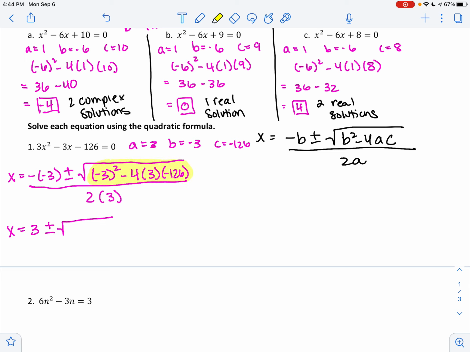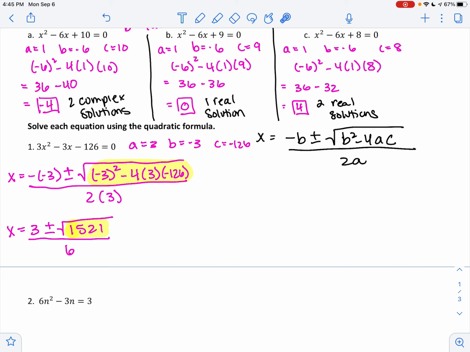The next thing that I want to calculate is this discriminant. And that is what I am going to type into my calculator. So I'm going to do negative 3 squared minus 4 times 3 times negative 126. And when I do that, I get 1,521 divided by 2 times 3 is 6.